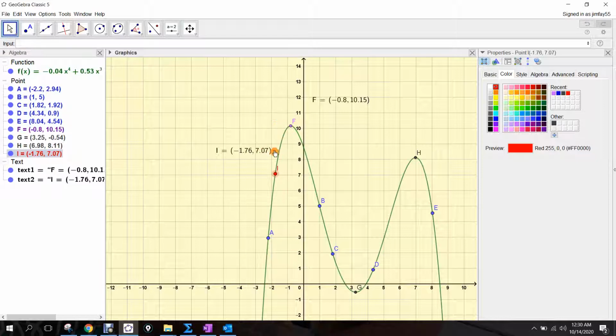Alright, so if I compare that y value and that y value, the y value of I is never going to be greater than the y value of F. Now they could be the same, but the y value of I will never be greater than the y value of F, and that's everywhere on this graph. So that tells me that F is a global maximum, an overall maximum.